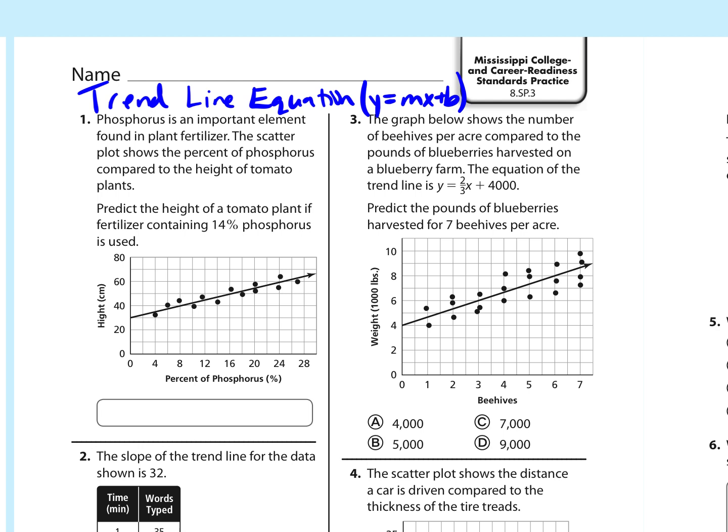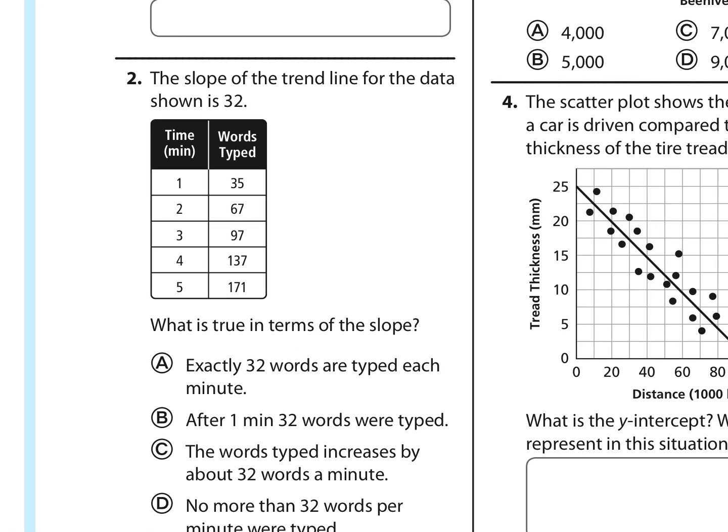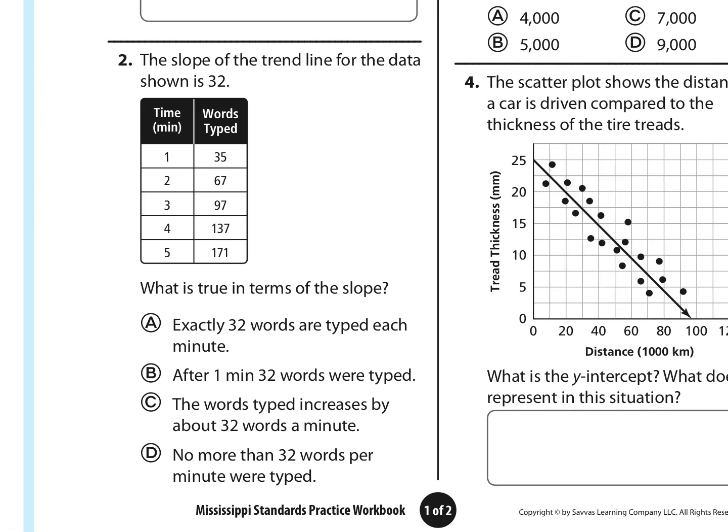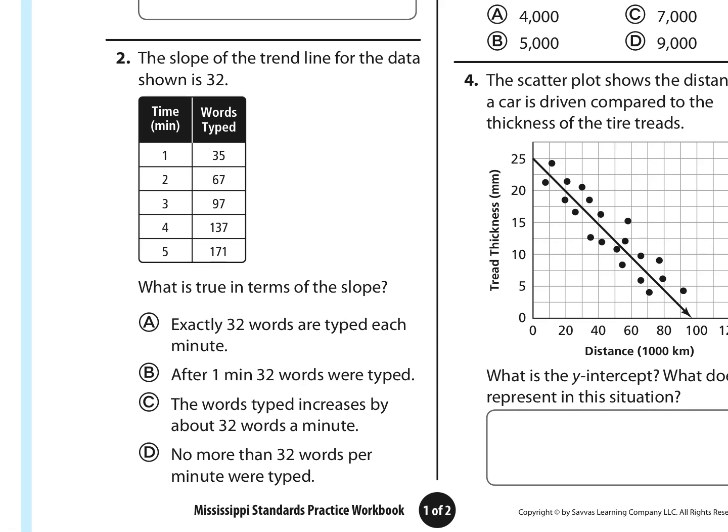SP3 is about writing equations for trend lines. We're going to use these in y equals mx plus b. Looking at number 2, it says the slope of the trend line for the data shown is 32. What is true in terms of slope? Well, slope just means that the words typed increases about 32 words per minute.